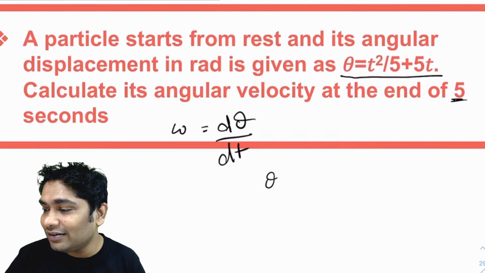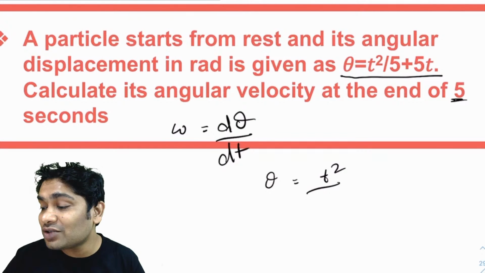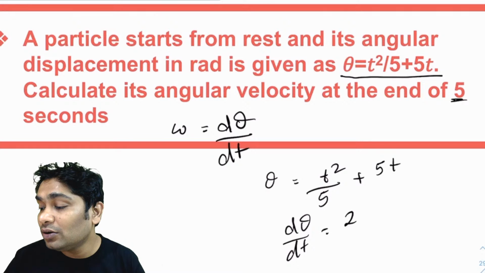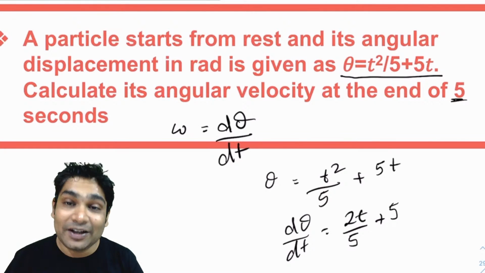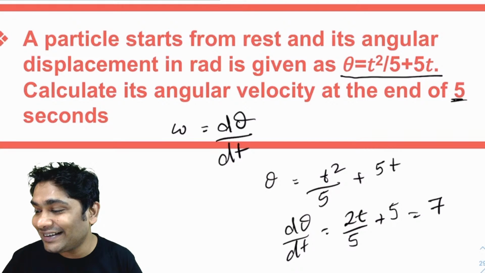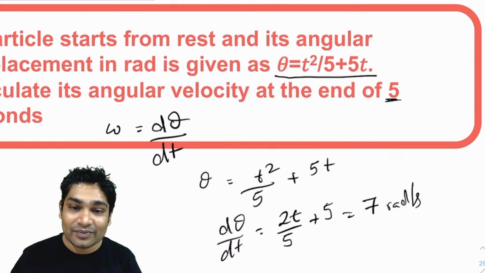Sorry, my bad. So theta has been given to you as t square over 5 plus 5t. Yes, d theta by dt will be 2t over 5 plus 5. At t equals 5, it is 7 only. So 7 radians per second, that will be my answer.